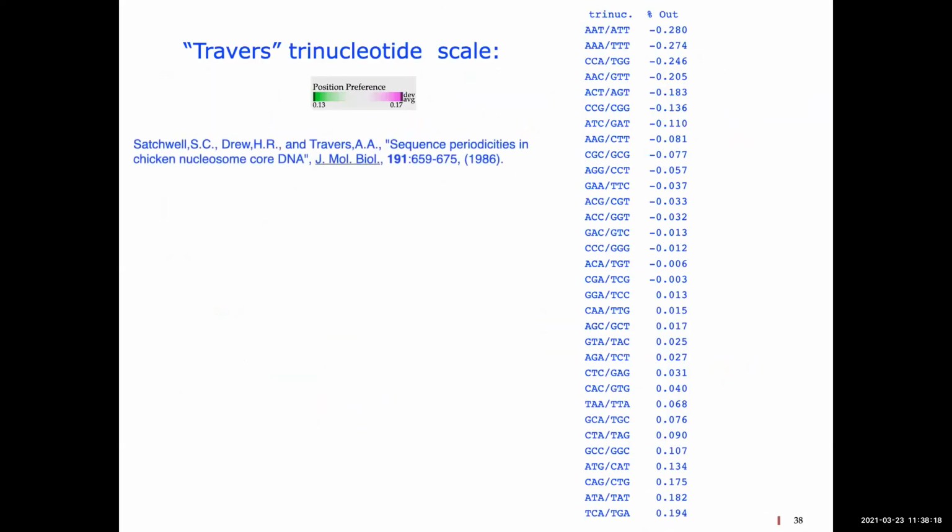Okay, so what Andrew Travers did, so Andrew Travers is a professor at Cambridge University. I think he's retired now, but I worked with him in the late 80s, early 90s. He's very much a structural guy, and this is with Steve Satchel and Horace Drew, and they published a paper in 1986 looking at sequence periodicity in chicken nucleosome core DNA. And what he's looking at is he trimmed it, like I showed you, those 145 base pair pieces, and then he sequenced them. And again, this is the 80s, so sequencing was kind of expensive.